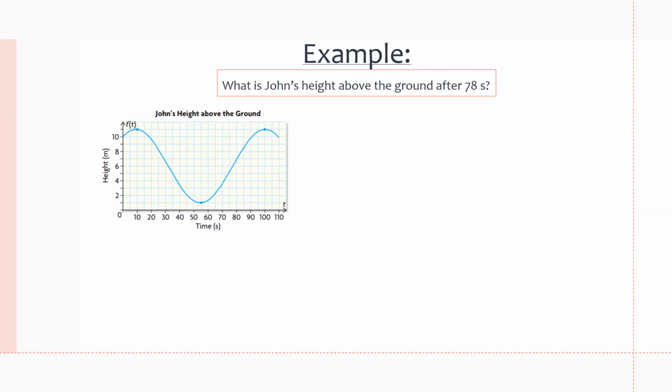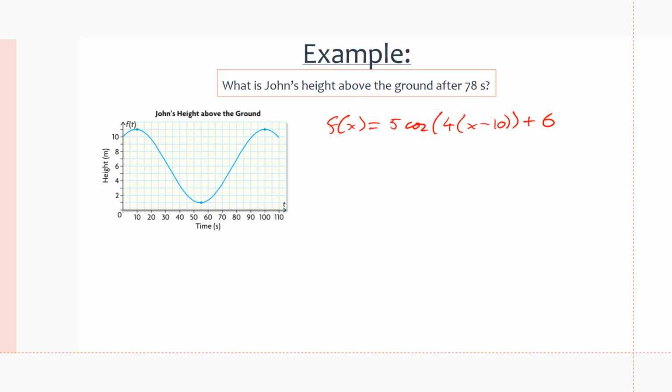Next example is just a follow-up from the last example. It says, what is John's height above the ground after 78 seconds? So we just want to use the equation we just wrote down, which was f of x equals 5 cosine of 4 times x minus 10, plus 6.